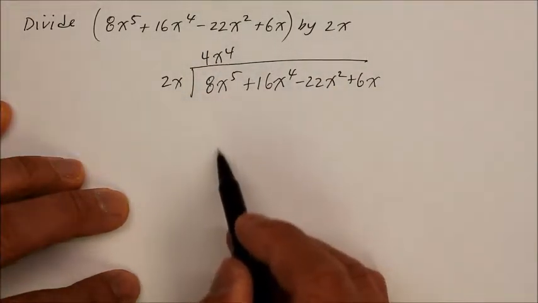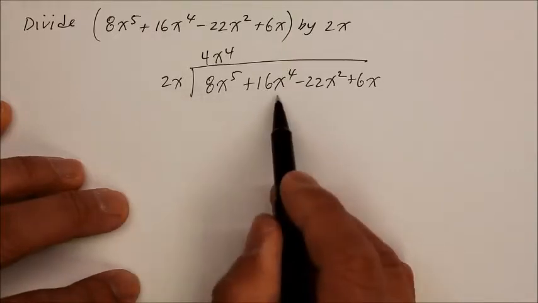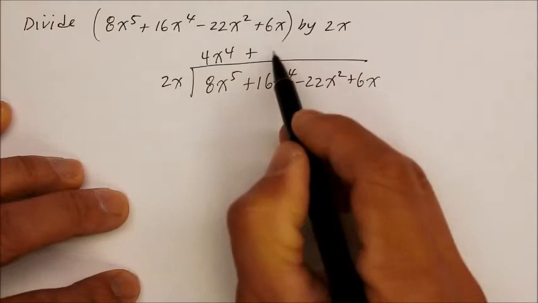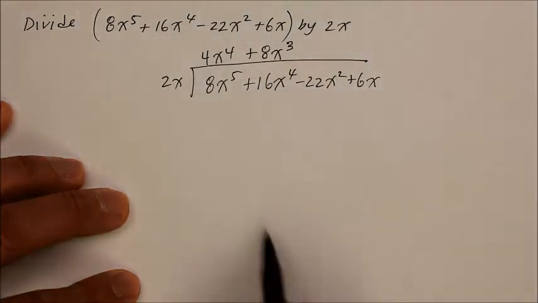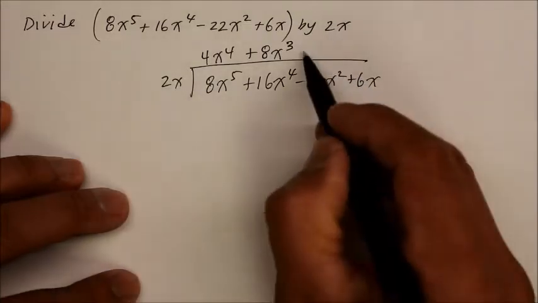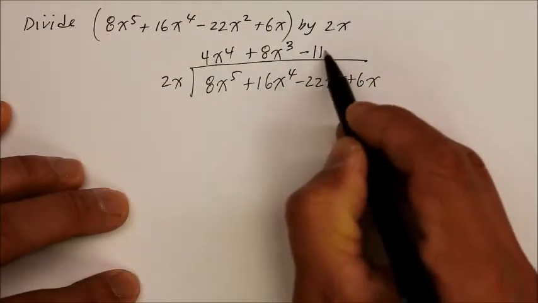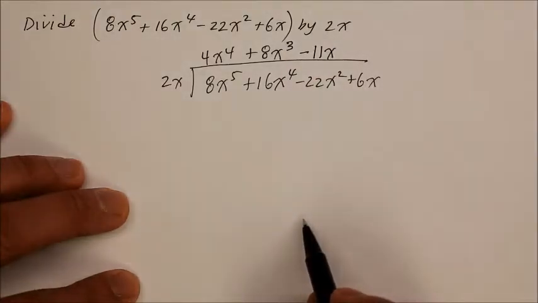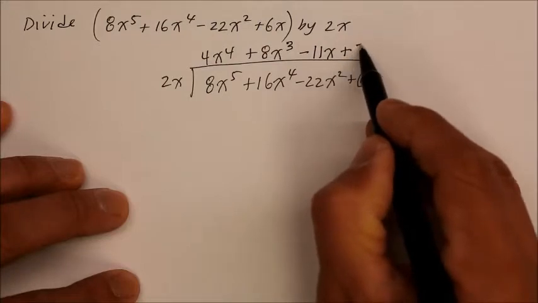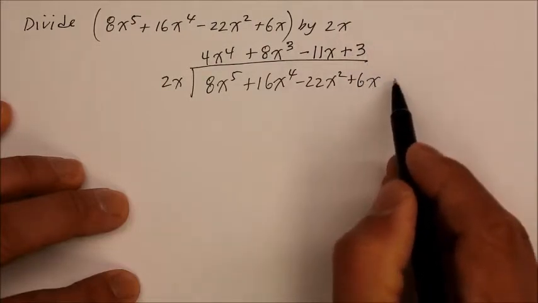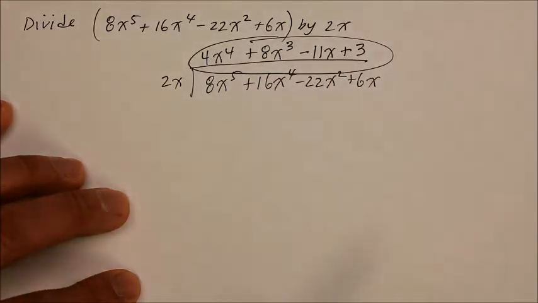Now, you know that's going to become canceled out, so you just go on to the next one. 2x times what is 16x to the fourth? You say 8x to the third. Move right along. 2x times what will give negative 22x squared? That'll be negative 11x. And finally, 2x times what is 6x? That'll be simply 3. And that would have canceled everything out, and that'll be the exact quotient. There it is.